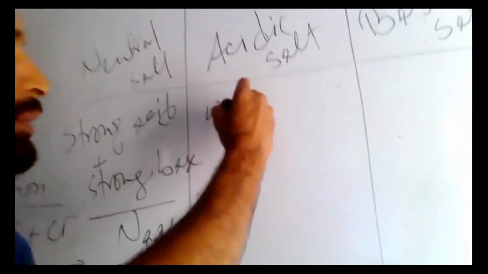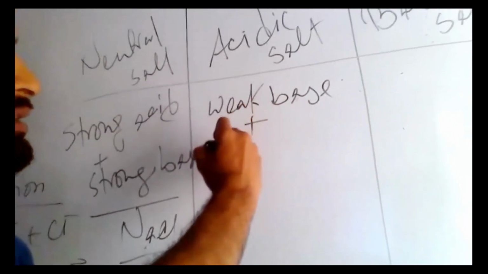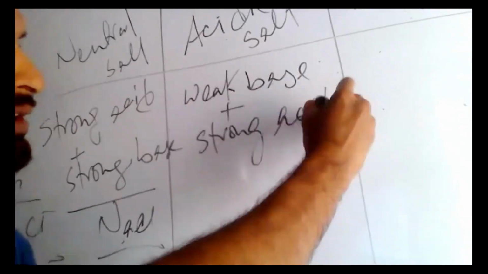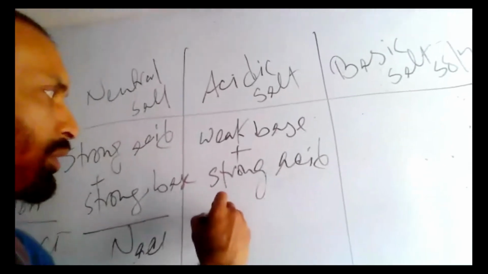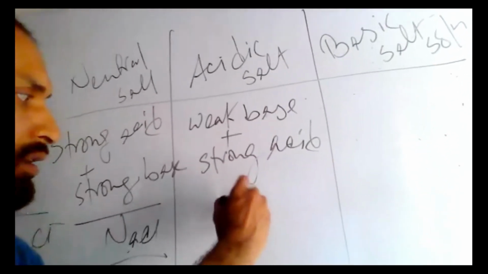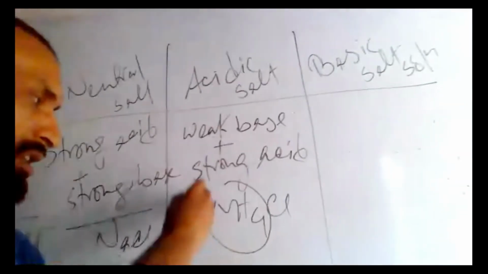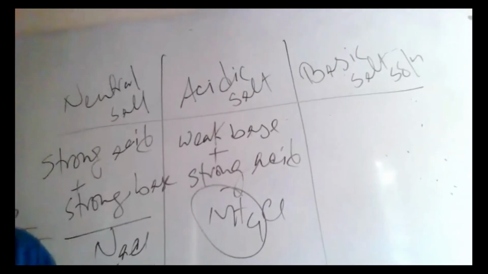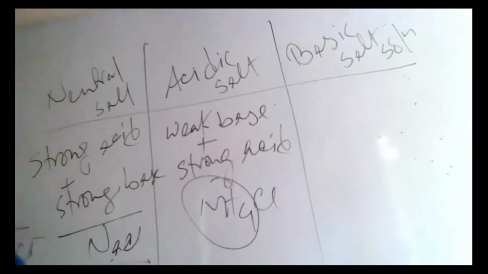Now for the acidic salt. When you get a salt made from a weak base plus a strong acid, for example, the weak base is ammonia and the strong acid is hydrochloric acid, so the salt is ammonium chloride. This part is from the weak part. So this will react with water to form hydrogen ion.